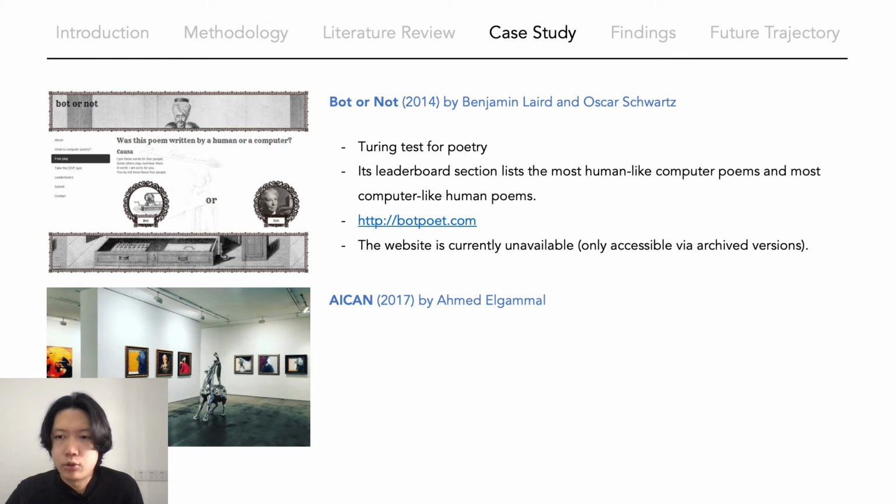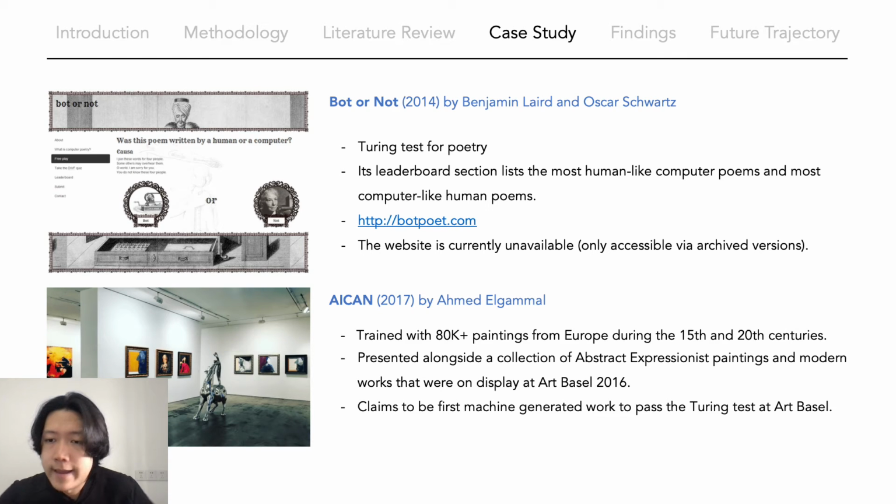The other experiment is conceptually very similar to my proposal. Ahmed El-Gamal at Rutgers University trained the algorithm using 80,000 images of artworks from Western Europe during the 15th and 20th centuries. Following that, the researchers surveyed 18 people, presenting AI-generated pieces alongside a collection of abstract expressionist paintings and modern works that were on display at Art Basel 2016. Quite surprisingly, the participants gave the algorithm-generated images a higher rating than the human-created art shown at Basel. According to the report, these people felt more connected to it and found it more inspiring.